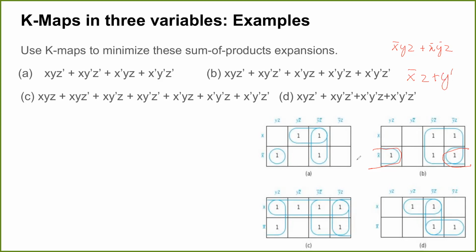So in general, you can note that whenever you do a grouping of 2, the number of literals will be reduced by 1. And when you do a grouping of 4, it will be reduced by 2, right? So it's always in powers of 2. It's 2, 4, like you can have 8, right? So it will keep on reducing your literals.